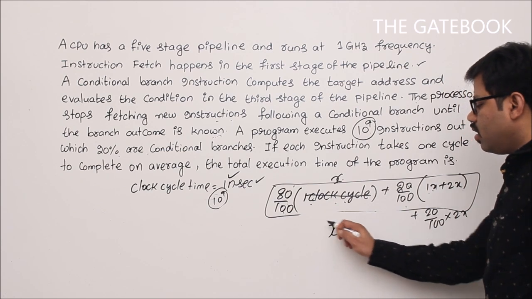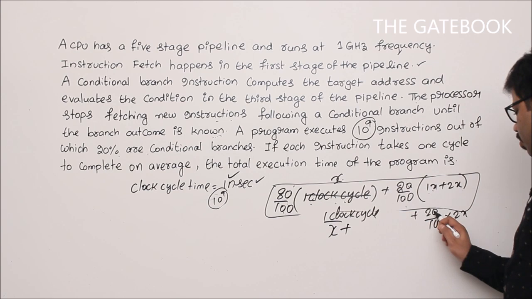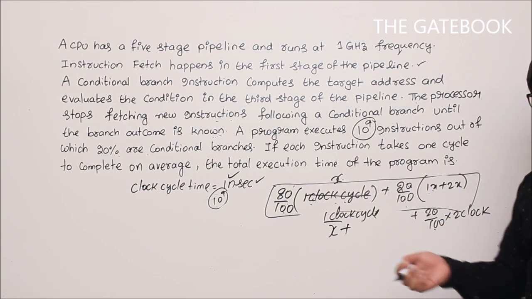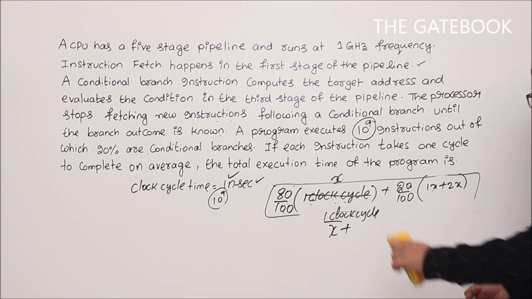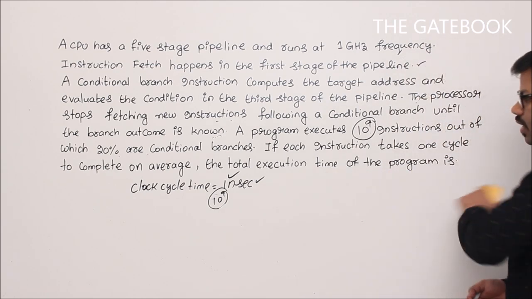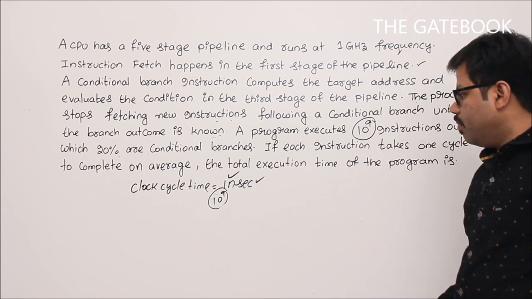x is nothing but 1 clock cycle. I replace that again, 1 clock cycle plus 20% of the time 2x, 2 clock cycles. You get the same formula. Understand? So there is no difference. Right? So this is the way you can answer this problem.